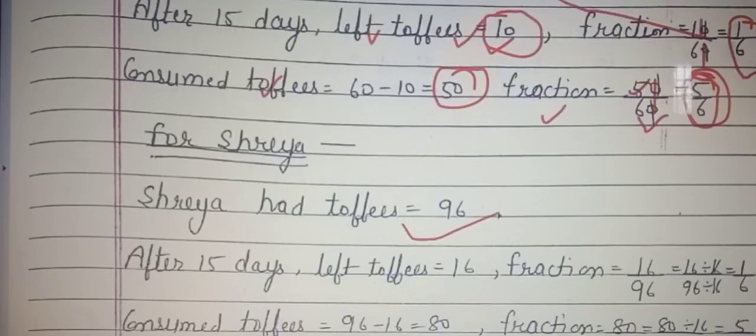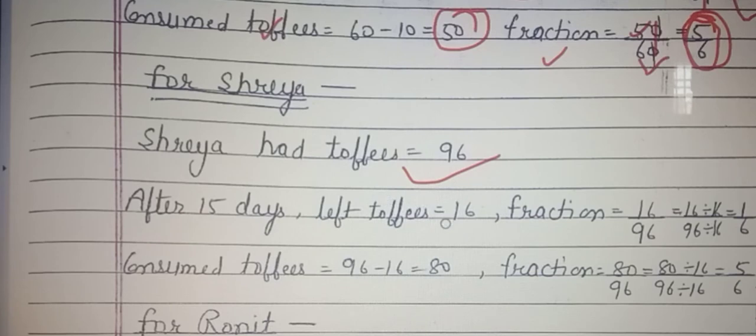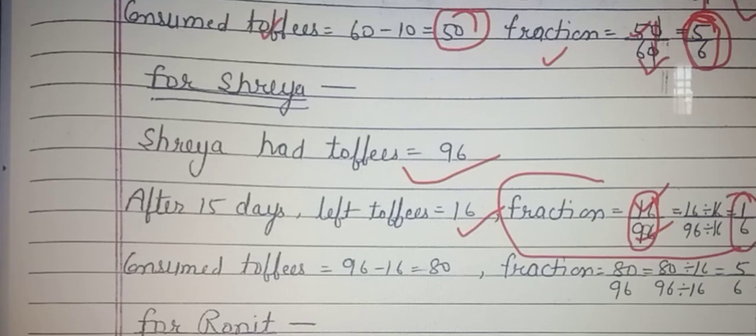Shreya was having 96 toffees. After 15 days, she is left with 16 toffees. Firstly, we will find the fraction for the left toffees. That is, left toffees 16, total toffees 96. And then we will just find the HCF of 16 and 96, which is 16. As 16 will be the HCF of 16 and 96, we will reduce this fraction into lowest form after dividing it by 16. So it gives us 1 upon 6. So 1 upon 6 is the fraction for the left toffees with Shreya.